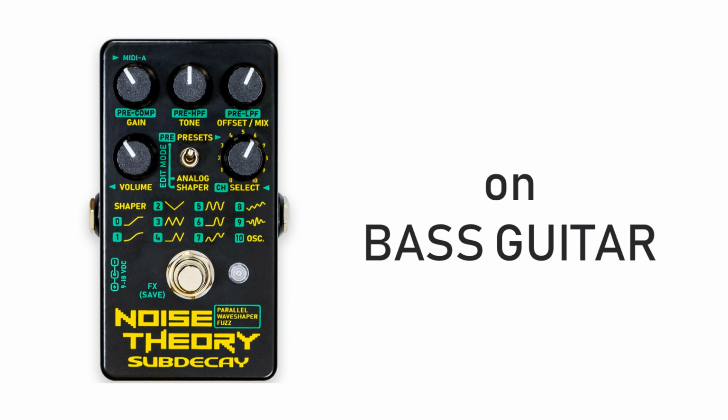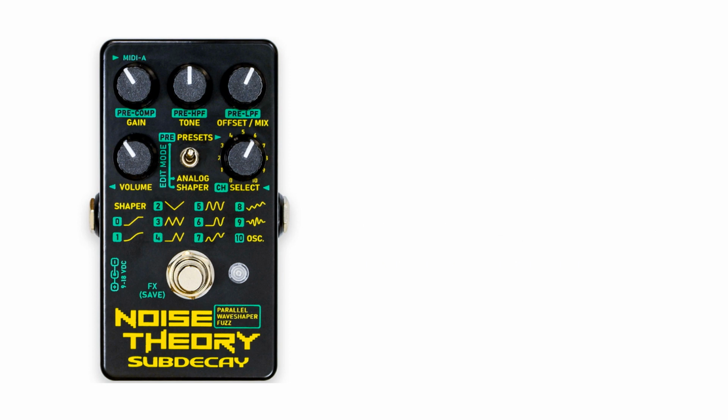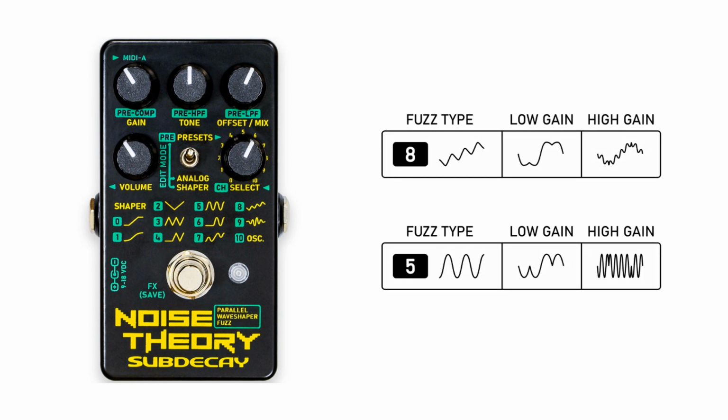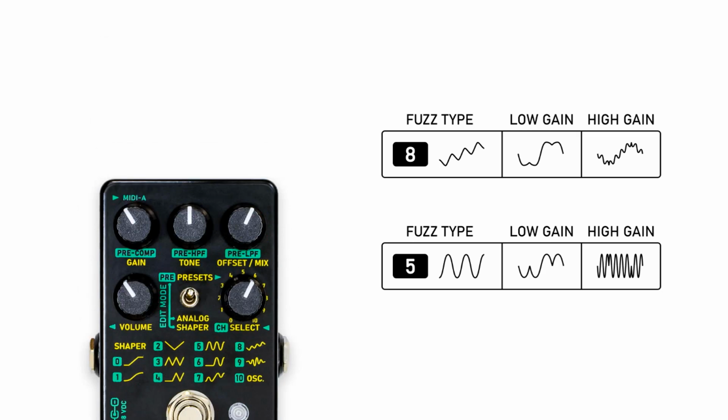In this video, I'll show you how to dial in the noise theory on bass while maintaining the low end and dynamics. It might even get a little synthesizer-ish. There are 11 fuzz types on tap. We'll mostly be using the harmonic ripple and sine wave folder settings. First, let's get acquainted with the controls.